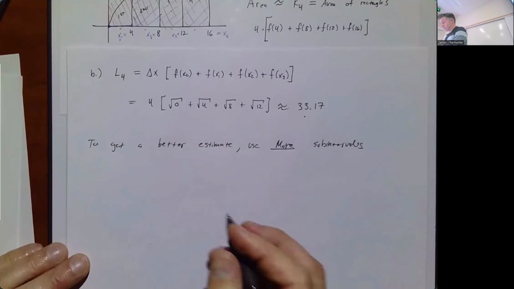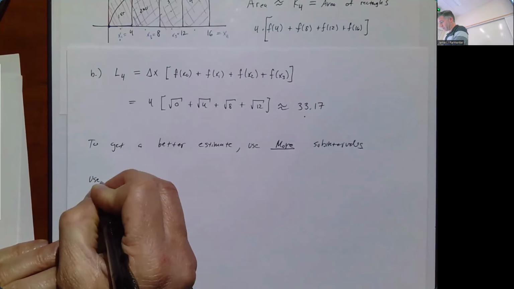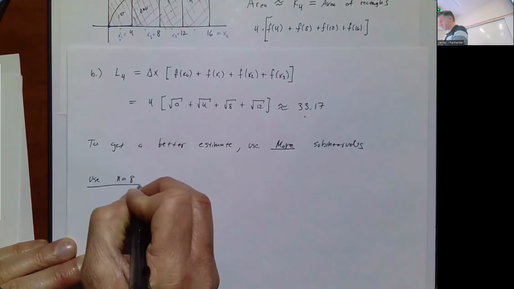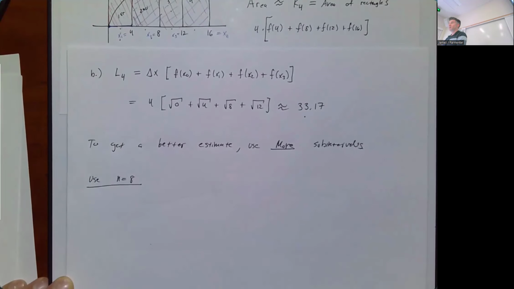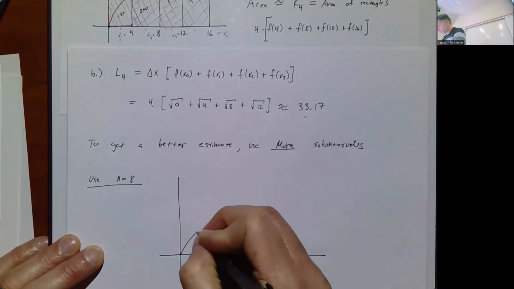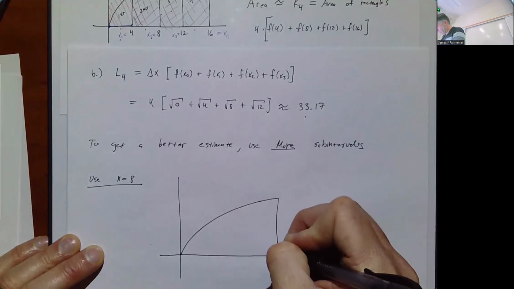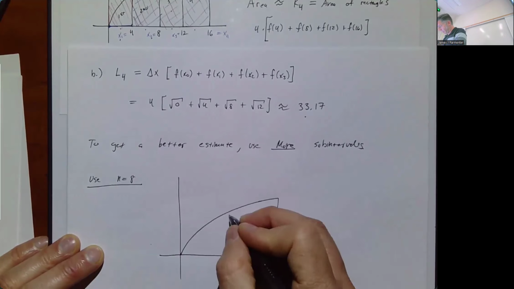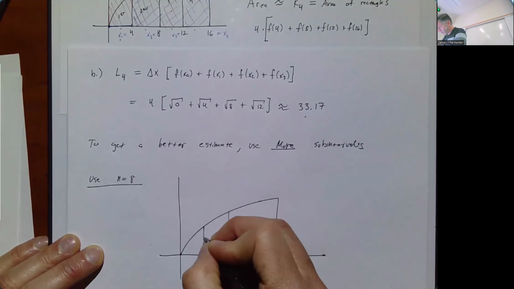So if we said, for example, I want to use n equal to 8 subintervals, here's how that's going to look. We're going to take this thing from 0 to 16. We're going to break it up into 8 subintervals.